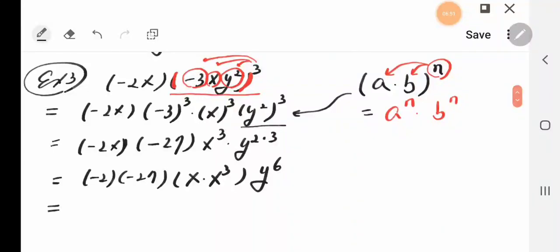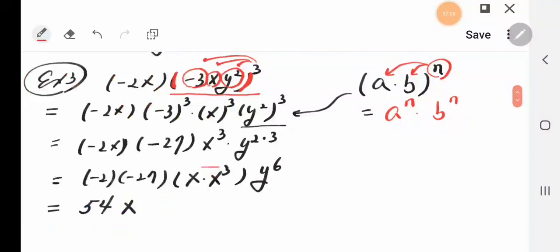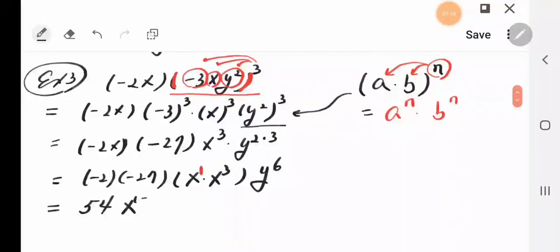Let's keep continuing. Multiply negative 2 and negative 27, so the sign is positive, so that is 54 x to the, again, x to the first power, so we will add 1 and 3 together. So this will be x to the 1 plus 3, y to the 6th power. So this is equal to 54 x to the 4th power, y to the 6th power. Done.